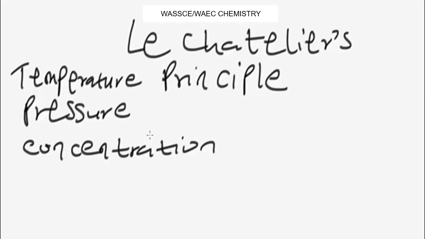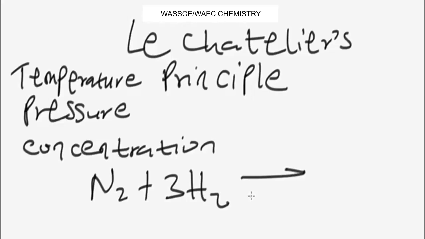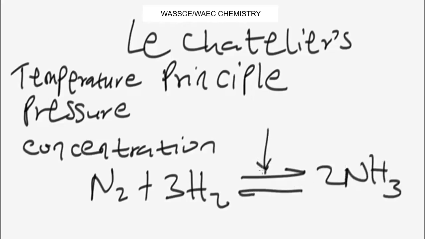Now, let's look at the effect of temperature on Le Chatelier's principle. Let's look at how temperature will cause a system in equilibrium to adjust in order to cancel or annul the effect of change on the system. So let's use this example. We're going to use nitrogen molecule here with hydrogen molecule to give ammonia. As usual, this sign shows that this reaction is reversible.